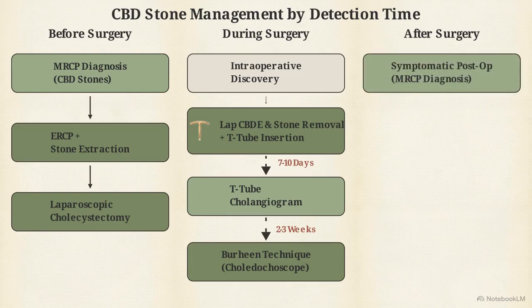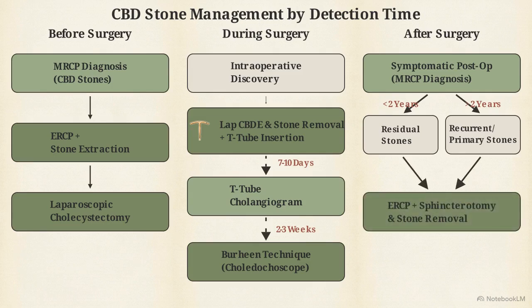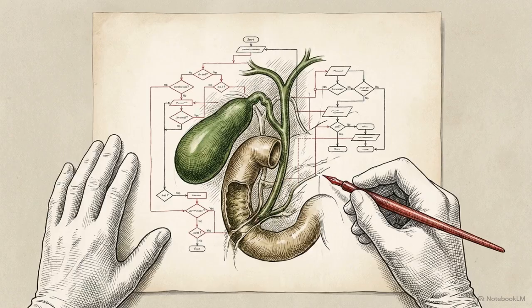Scenario 3 involves stones detected after the gallbladder has been removed. Once confirmed by MRCP, they are classified as residual if detected under 2 years, or recurrent if over 2 years. Both are definitively treated with ERCP and a sphincterotomy. Modern hepatobiliary management leaves zero room for clinical improvisation. The timing, the imaging modality, and the specific surgical intervention are mathematically dictated by anatomical location and algorithmic logic.